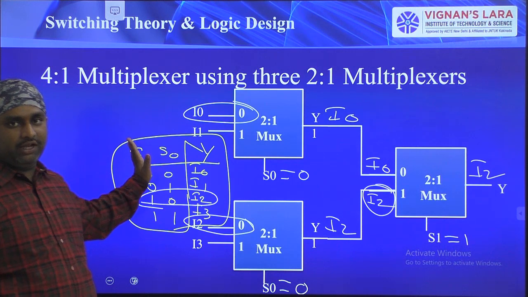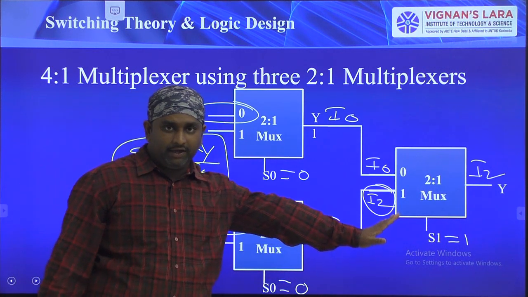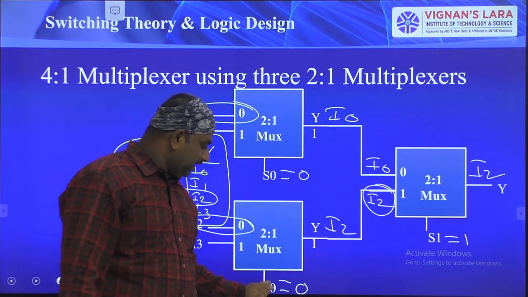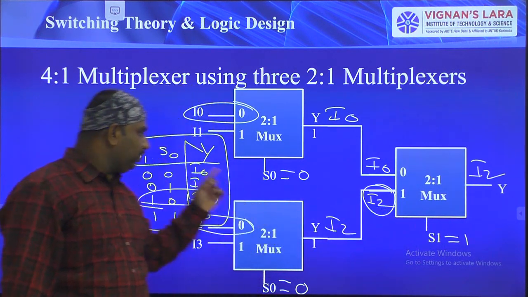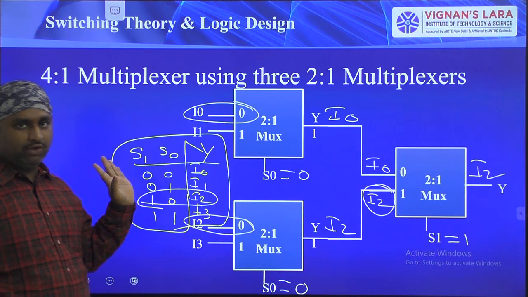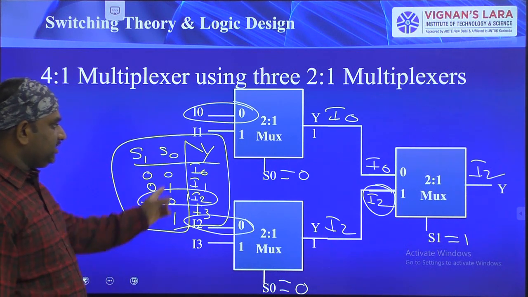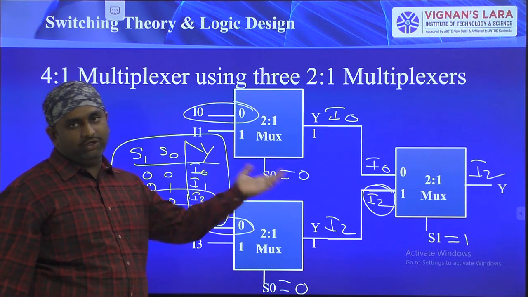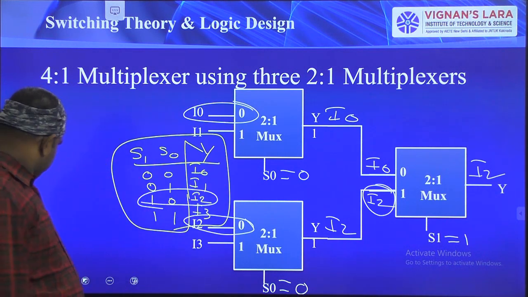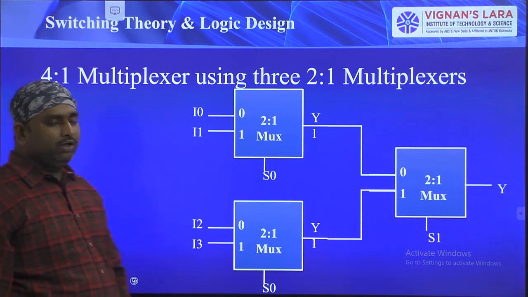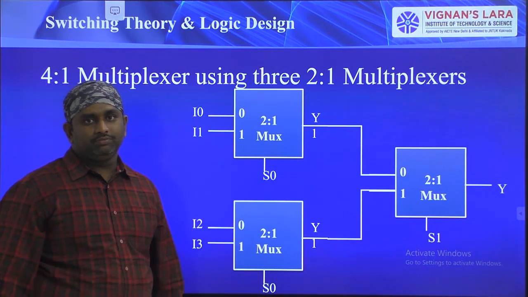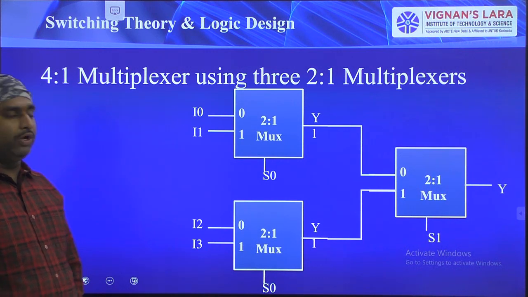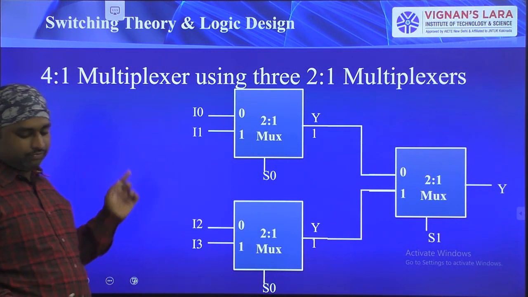If you take S1, S0 in the table, you have to write S0, S1. If you write S0 first, then you have to write S0, S1 values. It is very, very important. And these are the two selection lines. Coming to the 4:1 multiplexer operation, note it down. Okay, right. Now coming to that.